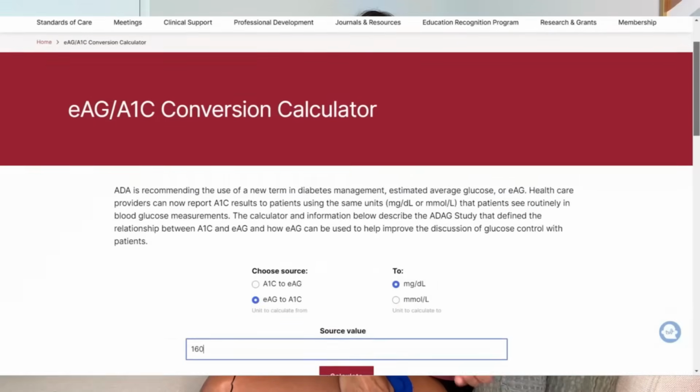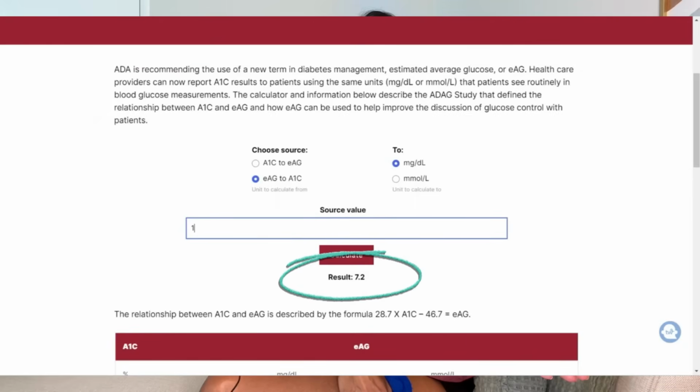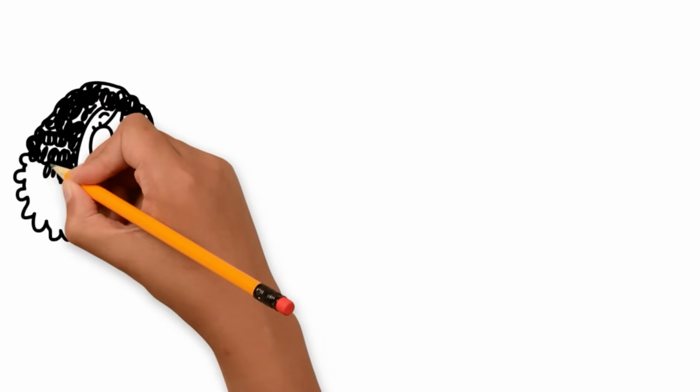That could mean the difference between a 7.2% A1C and a 6.9% A1C. Okay, let's say that you've only seen this change for the last month. Well, your A1C could still have gone down. Let's do some quick math together here.